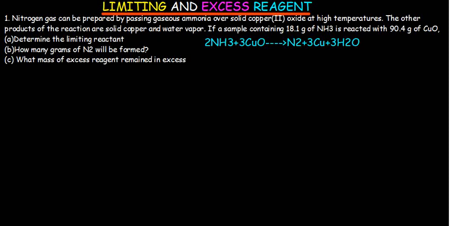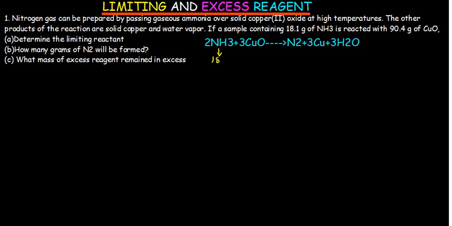Nitrogen gas can be prepared by passing gaseous ammonia over solid copper oxide at high temperatures. The other products of the reaction are solid copper and water vapor. A sample containing 18.1 grams of ammonia and also 90.4 grams of copper oxide are reacted in this case. Now we want to determine, one, the limiting reagent.